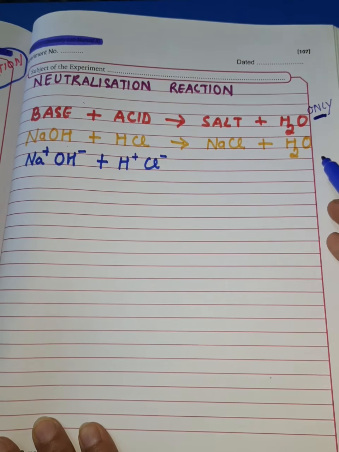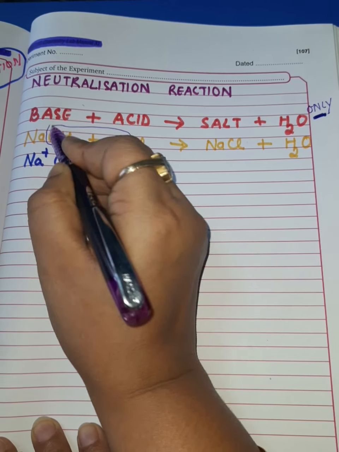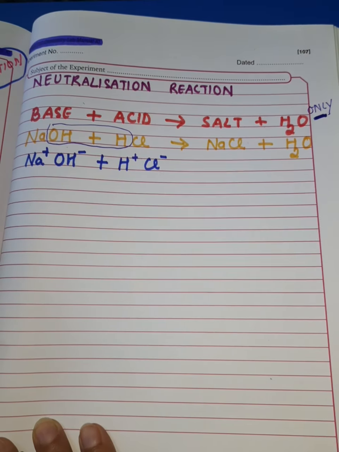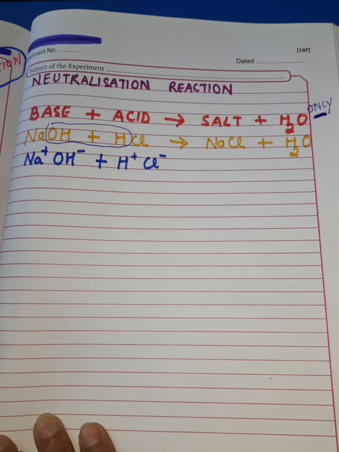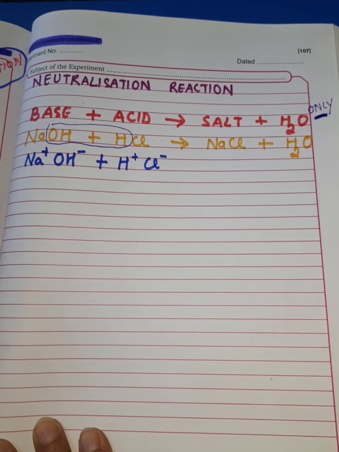So you can also learn the equation in this form: OH of the base reacts with H of the acid to form H2O. This way also you can learn the reaction. Now let us understand why we call neutralization reaction a type of double decomposition reaction.